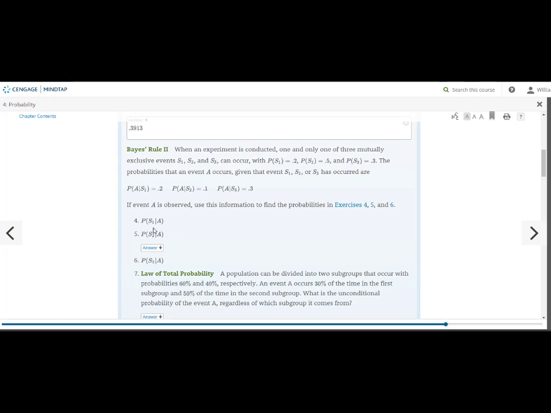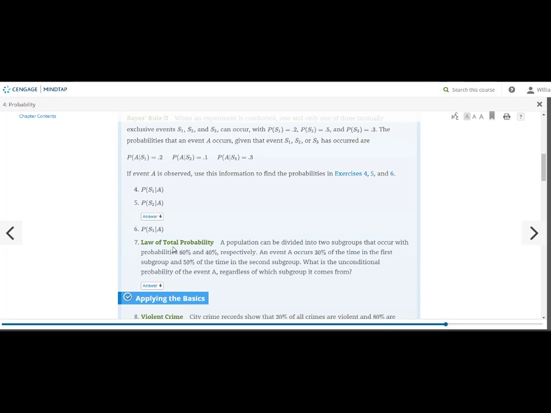So we want the probability of S1 given A, but we're not given that. We're given A given S1, but not S1 given A. So you're going to need Bayes' rule or Bayes' theorem. Okay, so I'll let you work on that yourself.